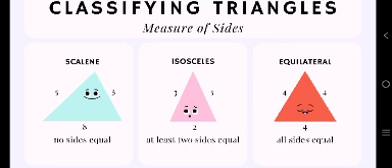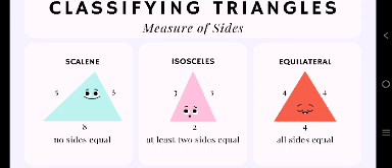Isosceles triangle. It is a triangle where at least two sides are equal. In the figure, we see that one side measures 3 centimeters, the other side also measures 3 centimeters, while the other side measures 2 centimeters. So here two sides measure 3 centimeters. So it is the case of an isosceles triangle.